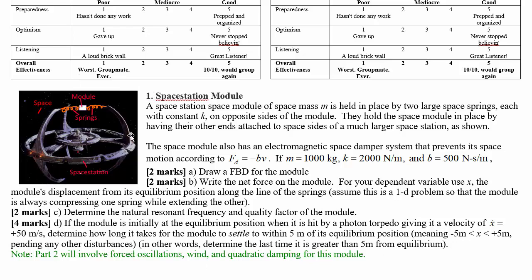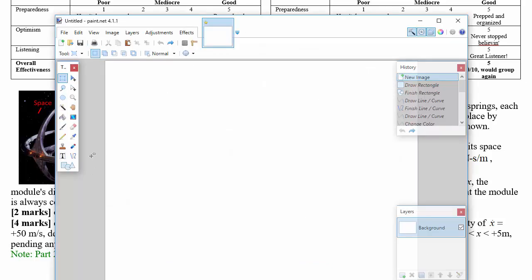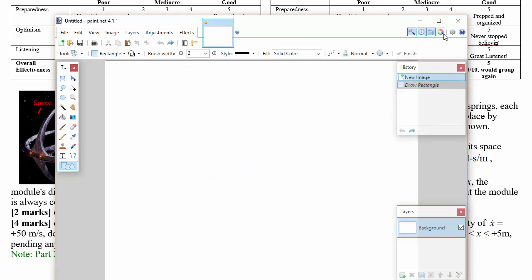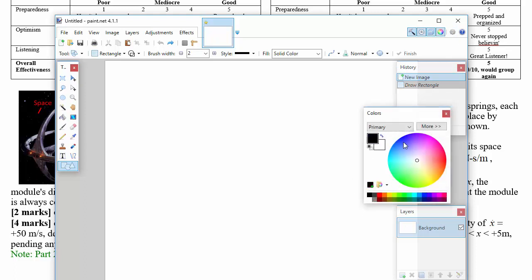Okay, so first thing we're going to do is draw this free body diagram. To do that, we're going to open up paint.net here and grab a rectangle. If you hold shift, you can make it a square. We've got the color palette there, change it back to black for the start. And let's just start off with this thing. That's going to be the space module.